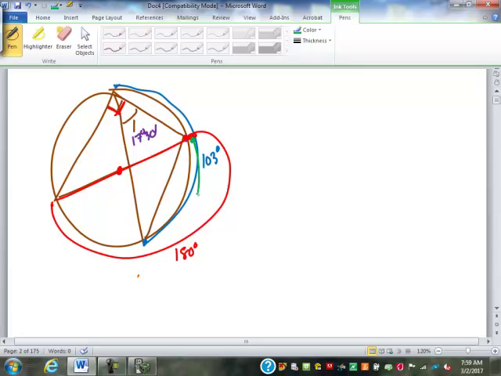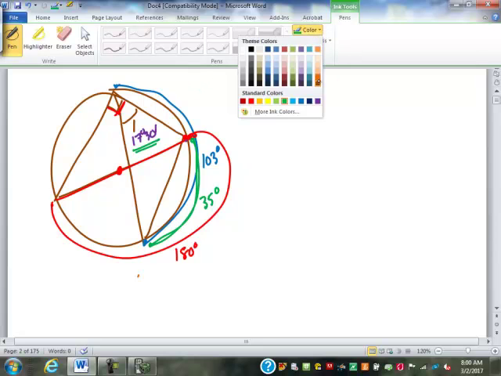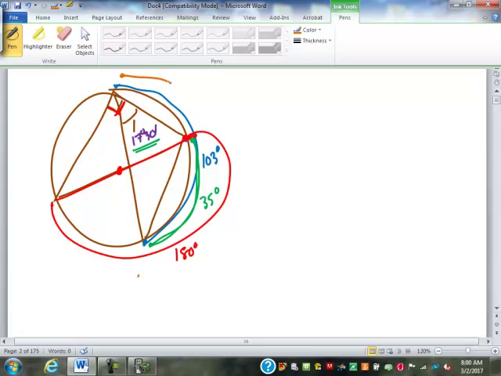PT goes from here to here. That's just going off that 17 degrees 30 minutes. Double 17 degrees 30 minutes is 35 degrees. Arc MP, well, that's this one again. That's going to be the 103 minus the 35, so 68 degrees.